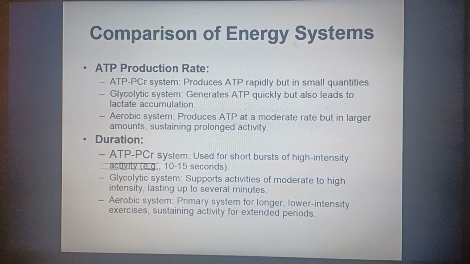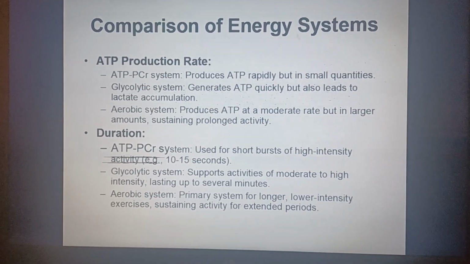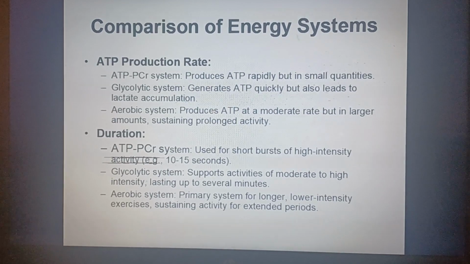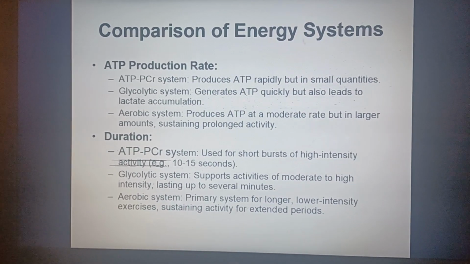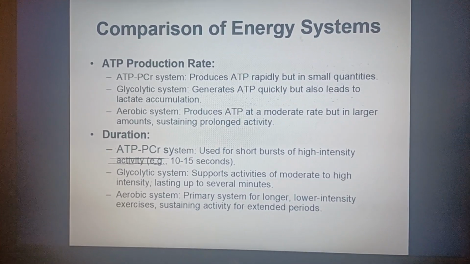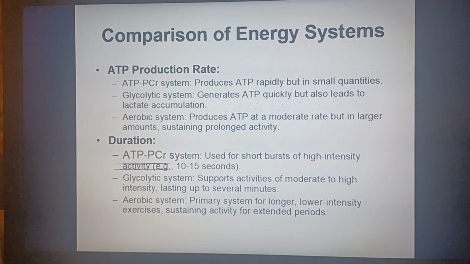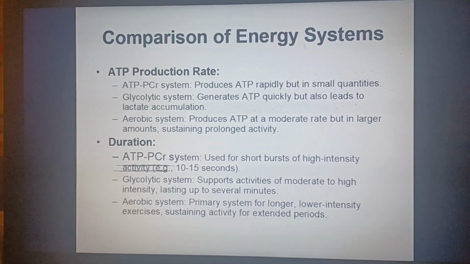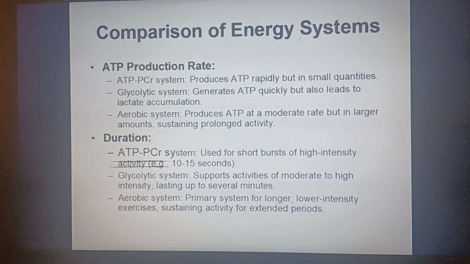And then going down the list here, that glycolytic system, anaerobic system, easier to pronounce, generates ATP quickly, but then also accumulates lactate. And then lastly, that aerobic system produces ATP at a medium rate, but in high quantity.